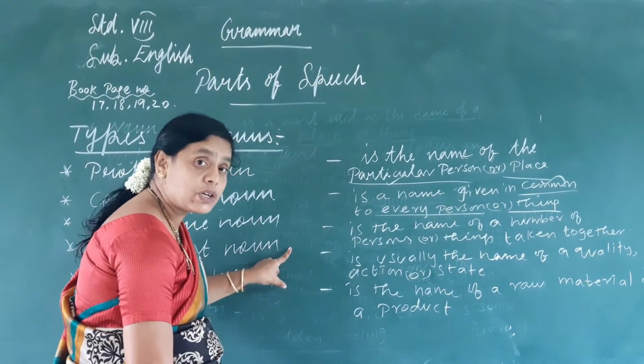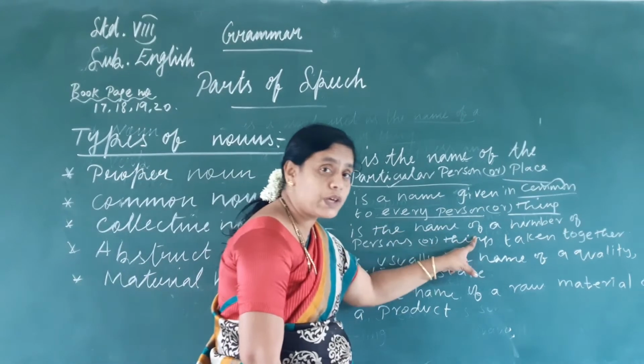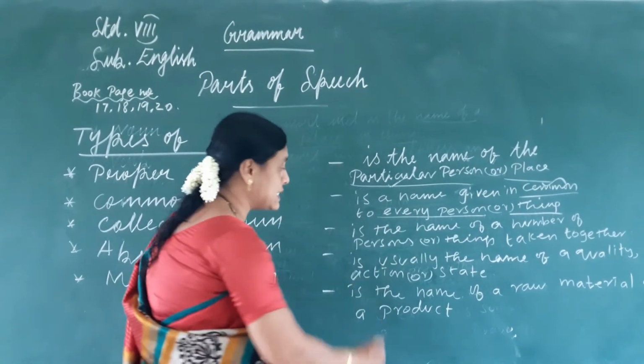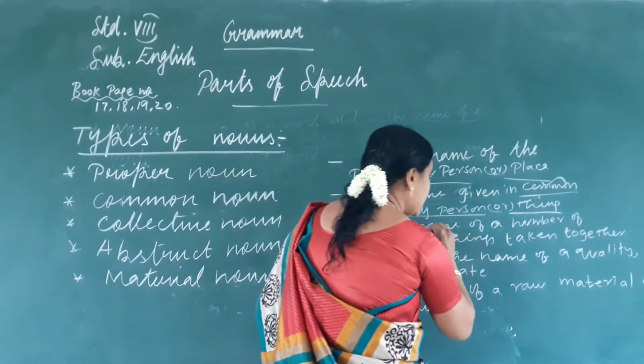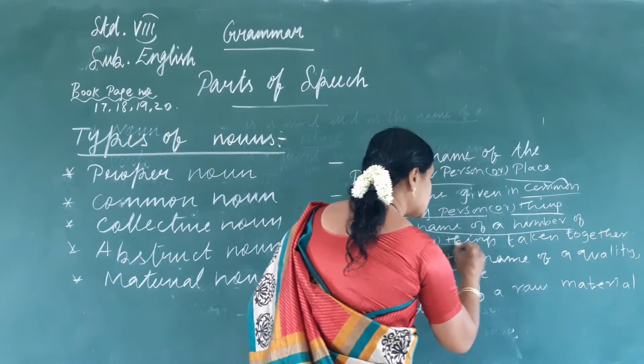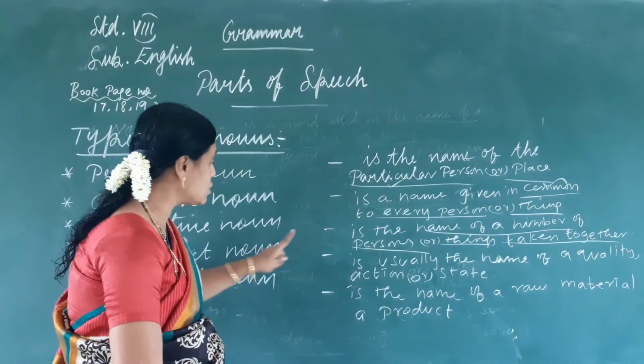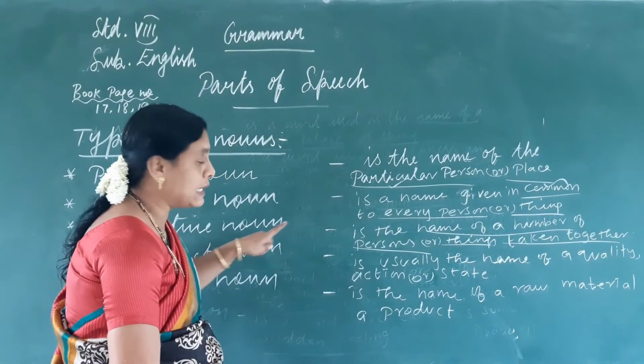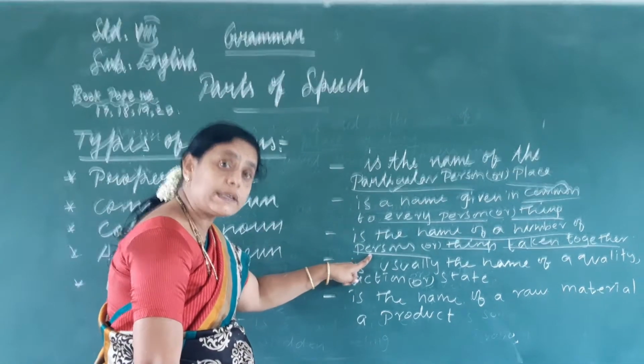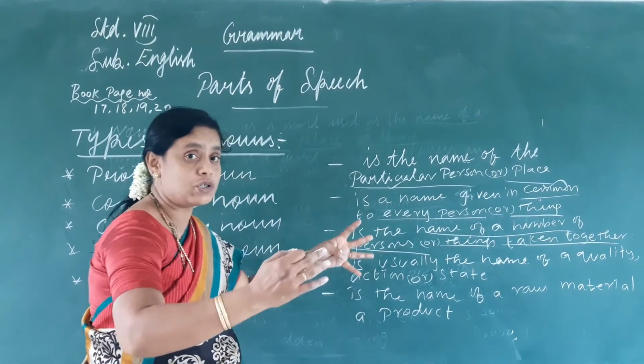Here, what is collective noun? It is the name of a number of persons or things taken together. Taken together, this is called collective noun. So the collective noun, you know, collective means gathered together.